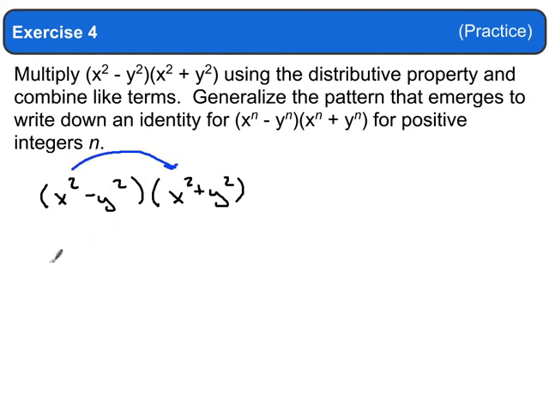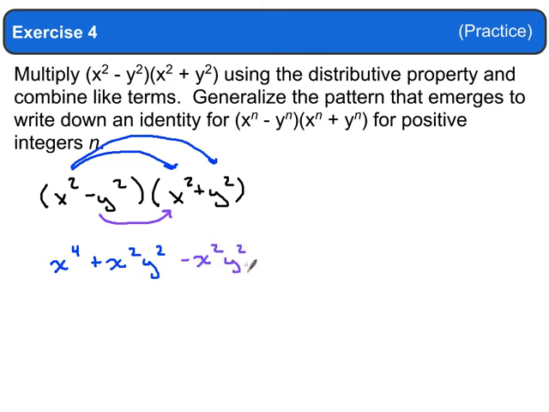This one times this one would be x to the 4th, because we add the exponents. And then this one is going to be plus x squared y squared. And we'll take this one, and again, keeping it in alphabetical order, that would become negative x squared y squared. And then if we multiply this one times this one, that would become negative y to the 4th. So what is our final answer? Well, this one and this one would cancel out, and we get x to the 4th minus y to the 4th.